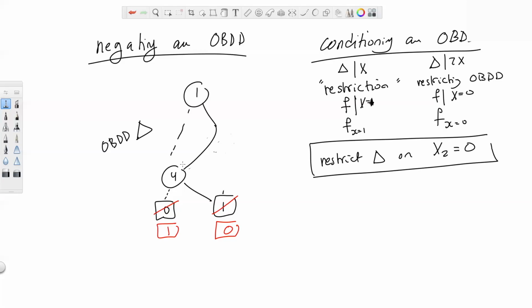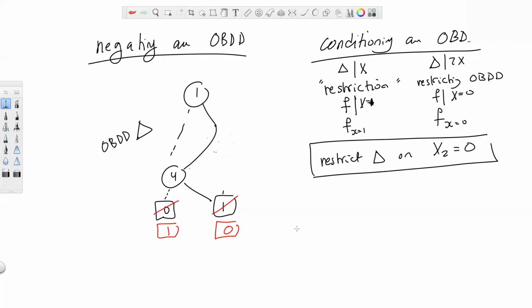If we just did this, it may not be reduced. So we can do deletion, as people are saying, fine, but you guys get it. If I'm restricting on x2 equals 0, I remove that node and redirect its parents to its low child. If I'm restricting on x2 equals 1, the same thing: I remove that node and redirect its parents to the high child. Done. So if we want to use our notation from before, we would say that for OBDDs, I can negate in Polytime, I can condition in Polytime.